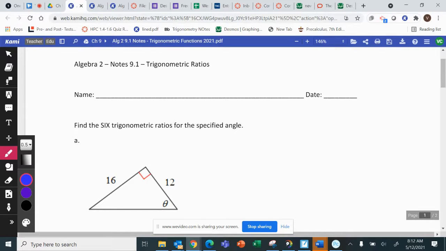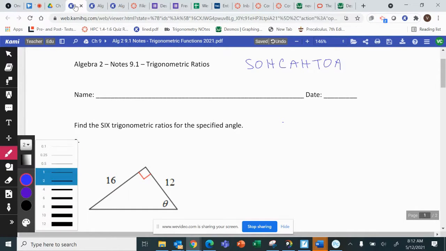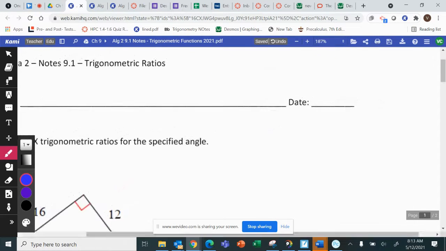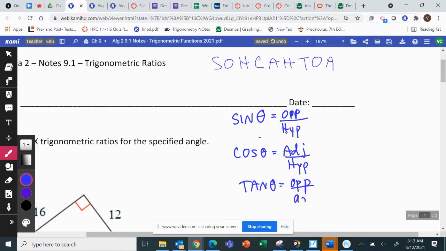Okay, last class we went over SOHCAHTOA. That was the 3 trigonometric ratios for a right triangle. So remember, the sine of the angle is equal to the opposite over the hypotenuse. SOH. The cosine of the angle is equal to the adjacent over the hypotenuse. CAH. Tangent of the angle is equal to the opposite over the adjacent. TOA.